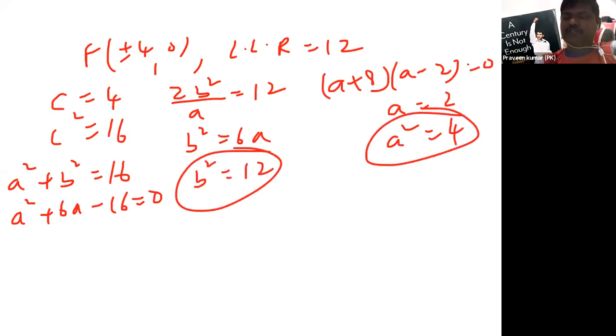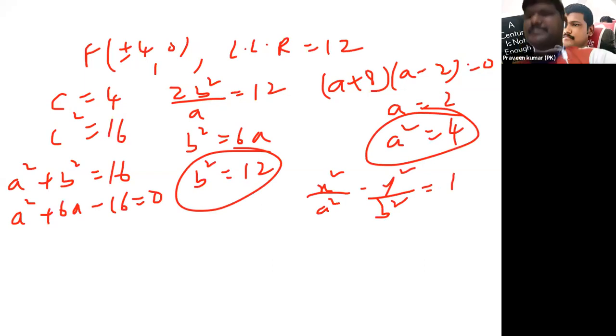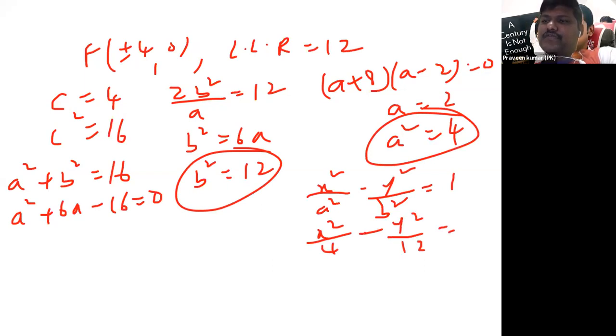You know, it is on x-axis. X square by a square minus y square by b square is 1. Correct? X square by what is a square? 4, minus y square by 12 is equal to 1.